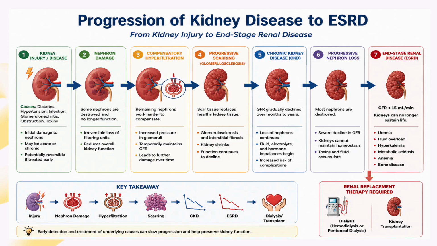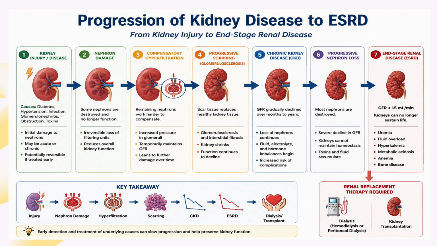Before we discuss chronic kidney disease and end-stage renal disease in more detail, it's really important to understand how kidney damage progresses over time, right? The little diseases and little problems here and there, if they're not fixed, then it progresses to something really bad. The process often begins with kidney injury or disease such as diabetes, hypertension, glomerulonephritis, infection, obstruction, or exposure to toxins. So it starts off over there.